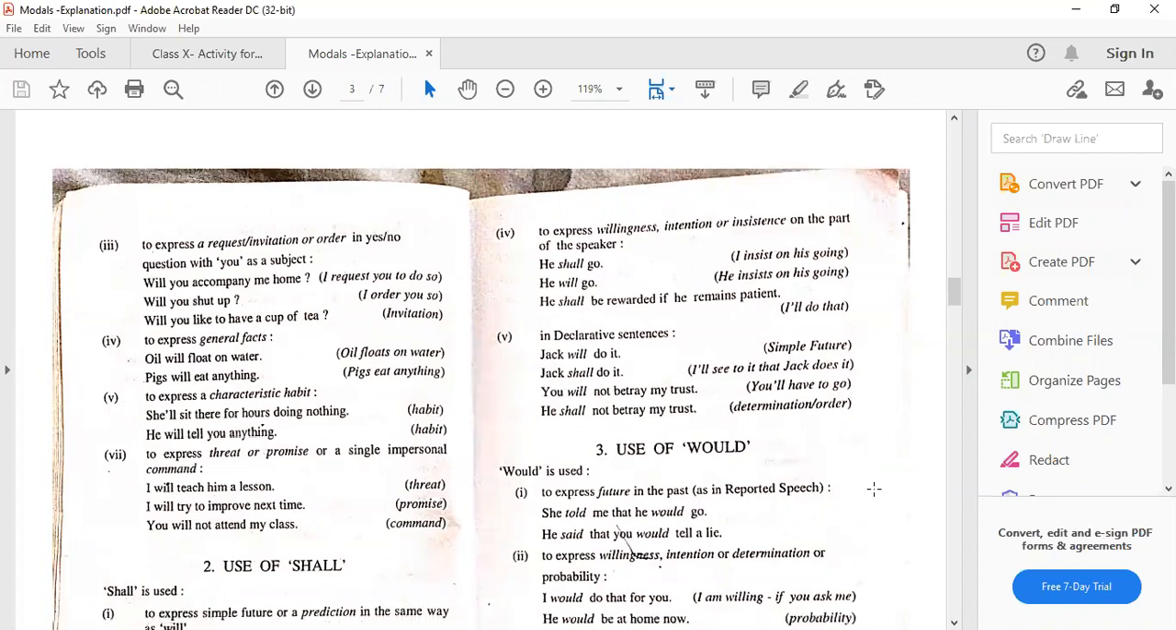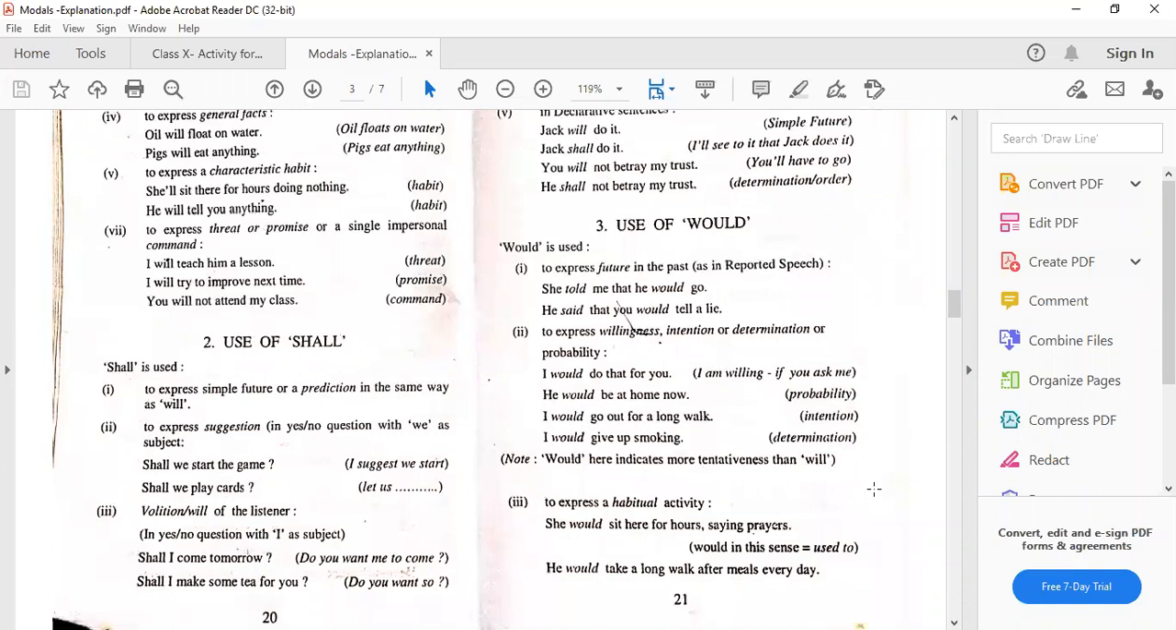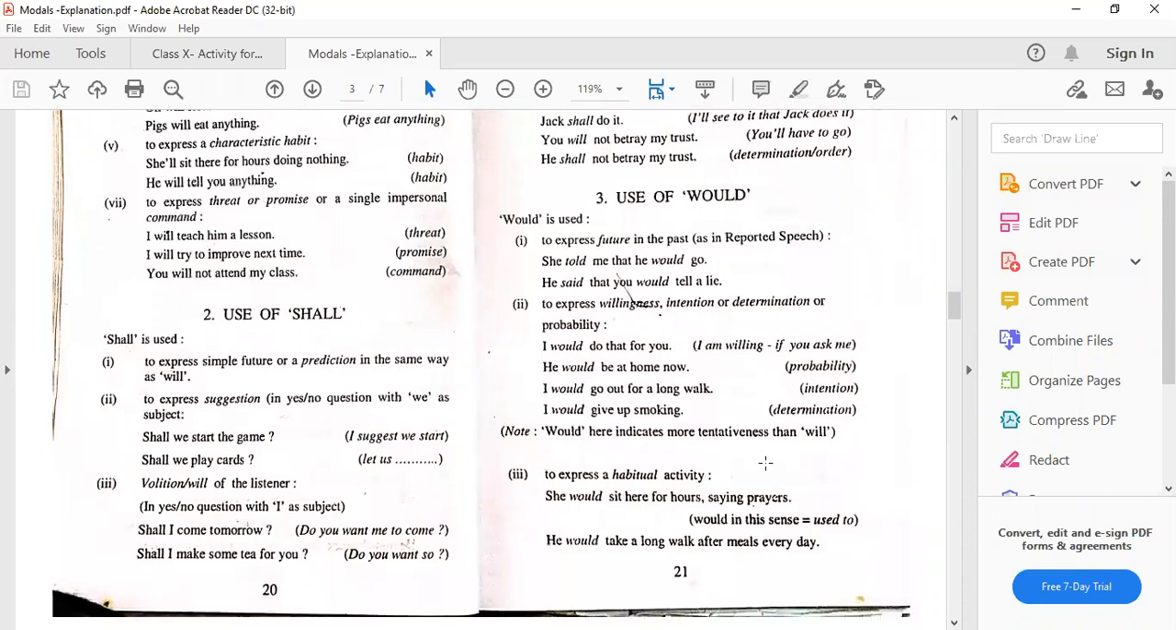Next, coming to the use of would. Would is used to express future in the past, as in the reported speech. आपने देखा अभी narration करे हैं. Reported speech में आप will को would में change करते हो. That is again the same rule given here to express future in the past. She told me that he would go. He said that you would tell a lie.